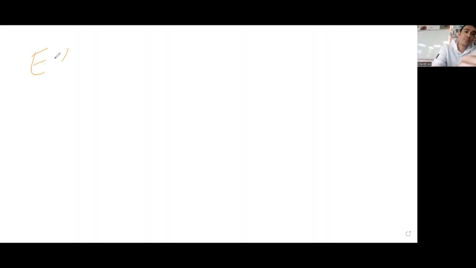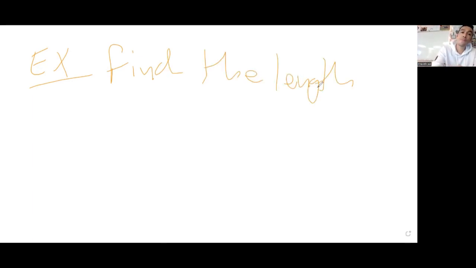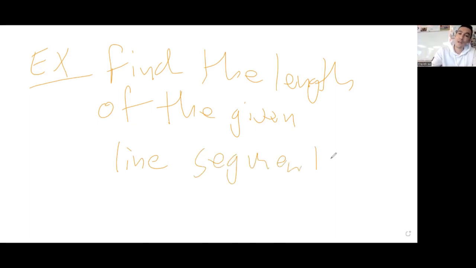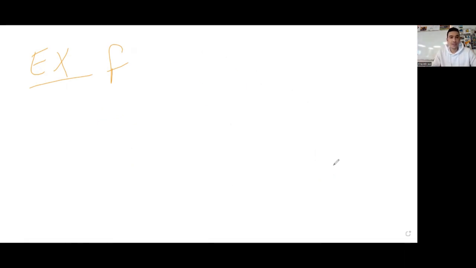Example: find the length of the given line segment. So let me give you a diagram with a line segment, and it's your job to tell me the length of that line segment. So let me wipe all this out of the way.